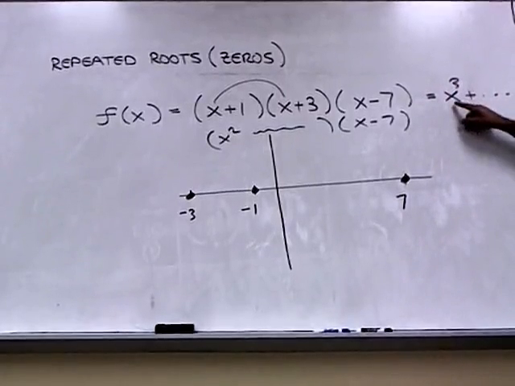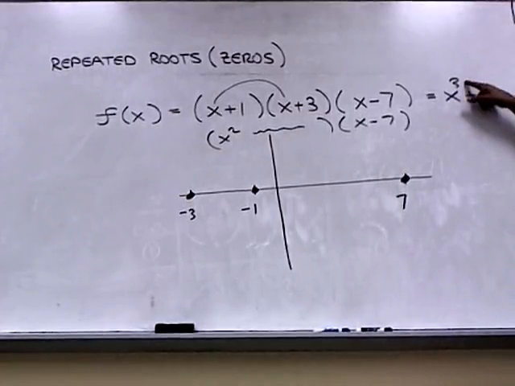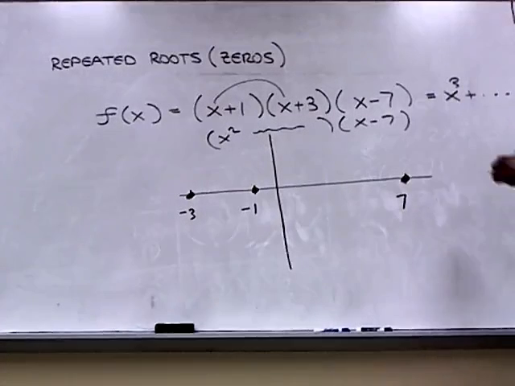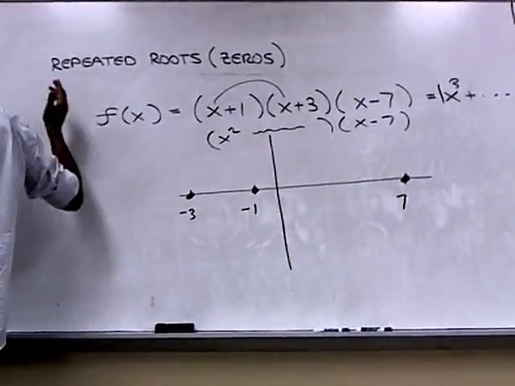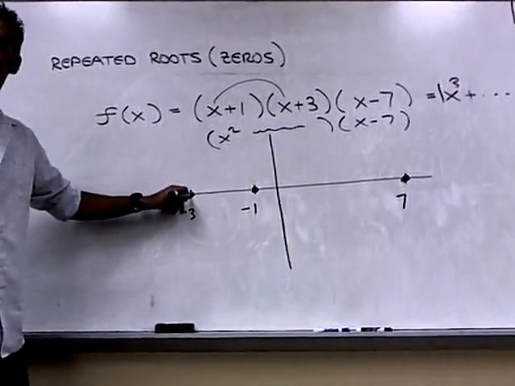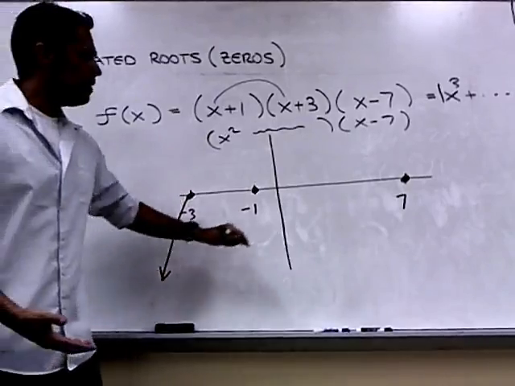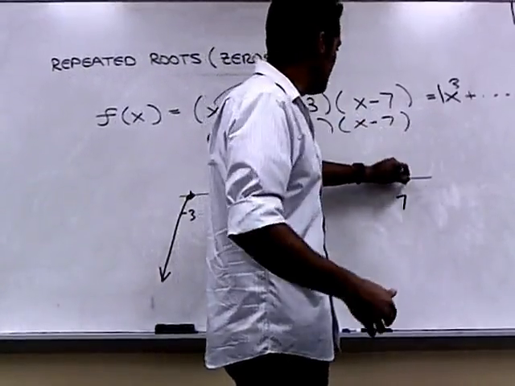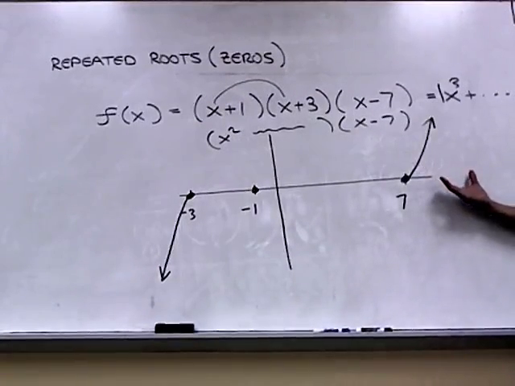Can you tell me what the left and right hand behavior of this would be? Odd power, right? Odd degree, and what's the leading coefficient? It's positive. So what happens with odd and positive? Down and up, right? From left to right, it's down and then up. So look back at this graph. If this point's on my graph, I have to go down from this point, don't I? And then over here, this is my furthest point to the right, I must go up on this side, right? Does that make sense that it would do this?